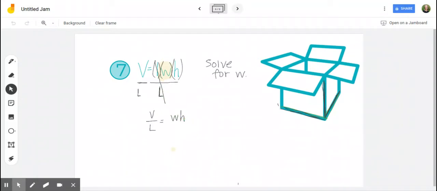Okay, well, I'm solving for W, and I see that it's being multiplied by H. That means that H has to go away. And the way we get it to go away is by doing the inverse operation, the opposite kind of math. So if it's being multiplied by H, I'm going to divide it by H. But if I divide one side, I have to divide the other.